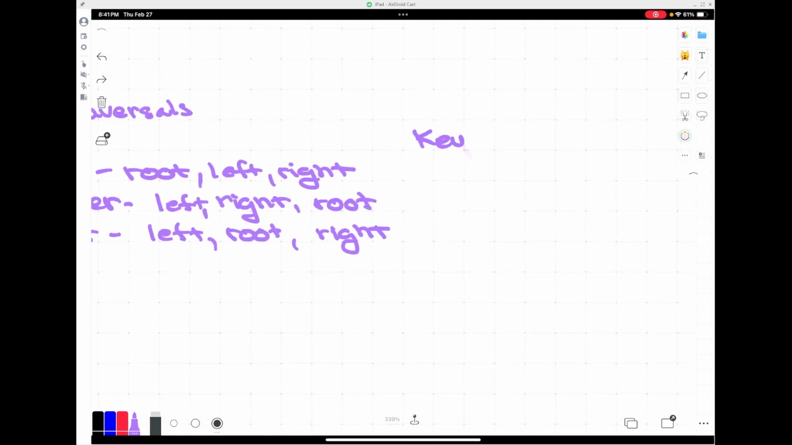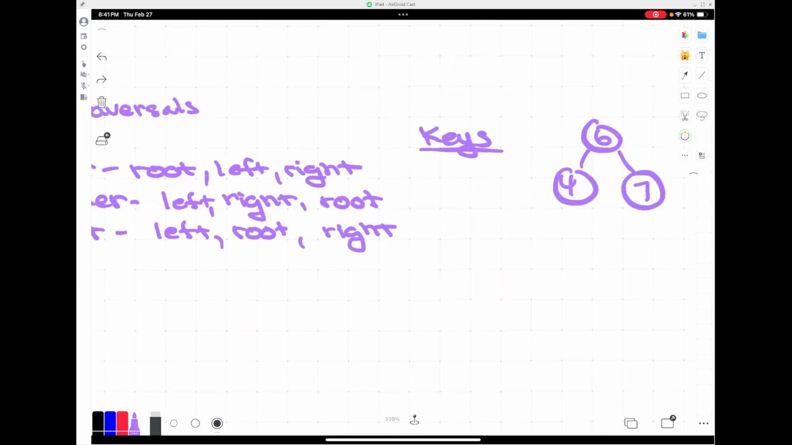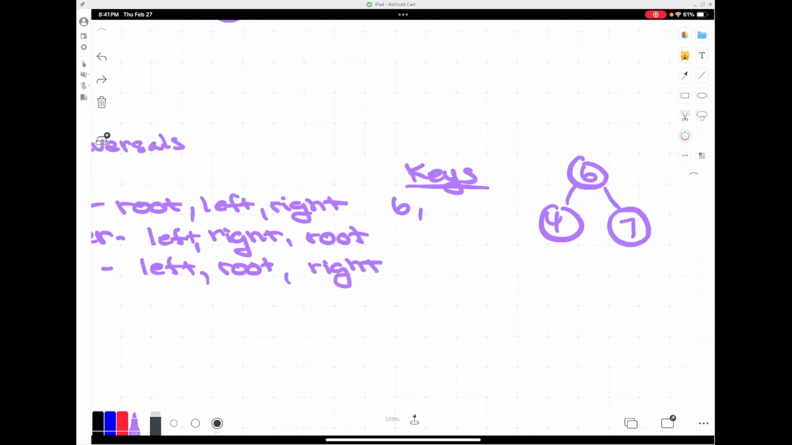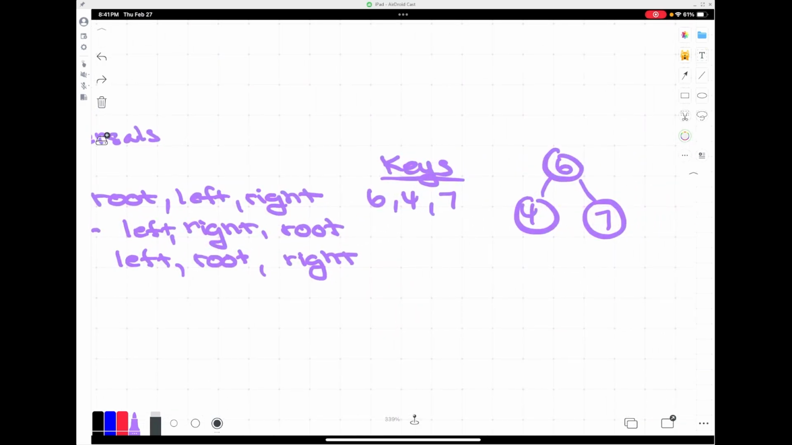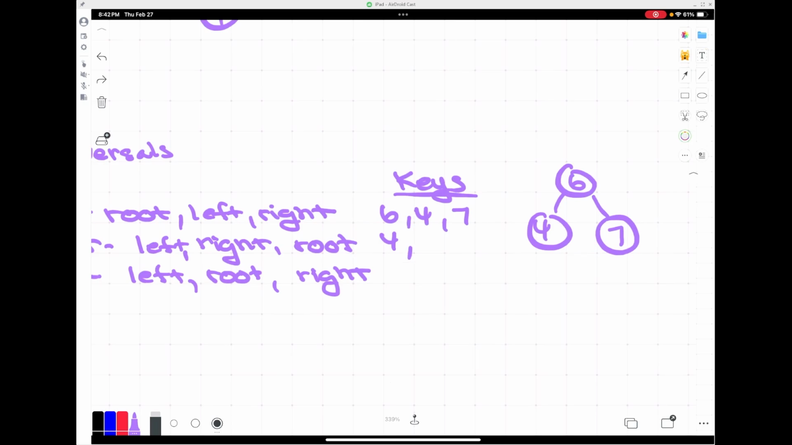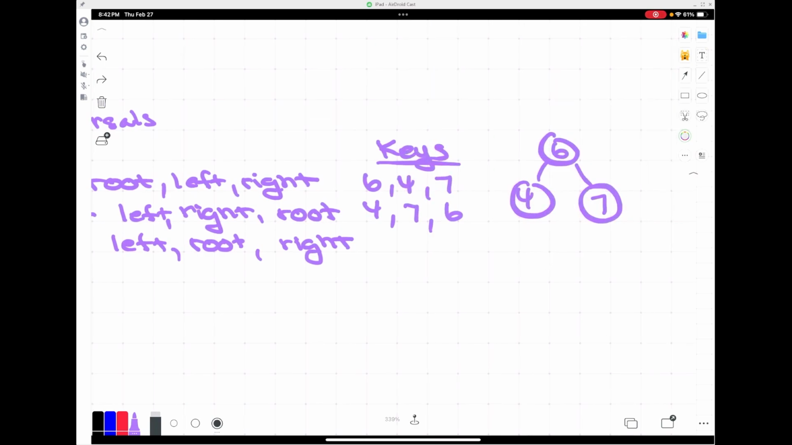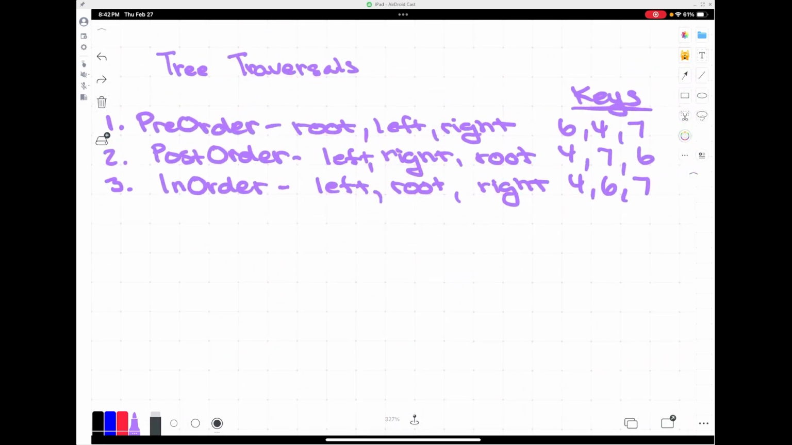And let me give you an example. So let's say we have this node 6, 4, 7. So for pre-order, which is root, left, right, it's going to be 6, 4, 7. For post order, which is left, right, root, it's going to be 4, 7, 6. And then for in order, it's left, root, right, which is 4, 6, 7. And this will make more sense when we do a practice problem.